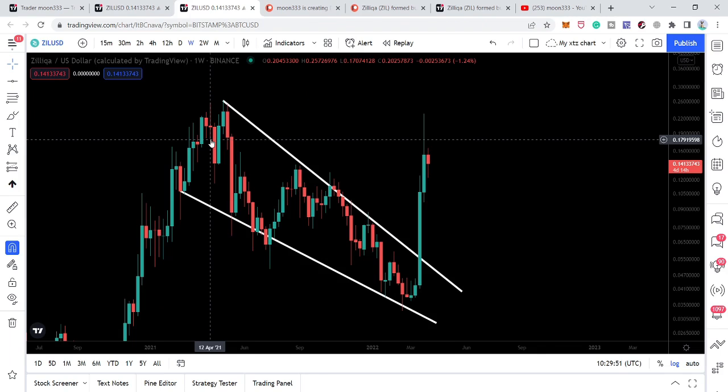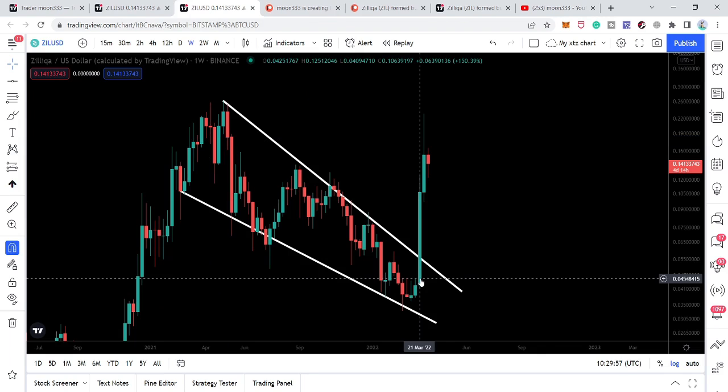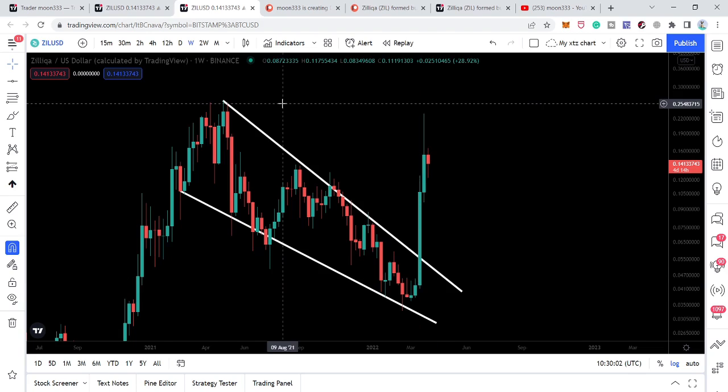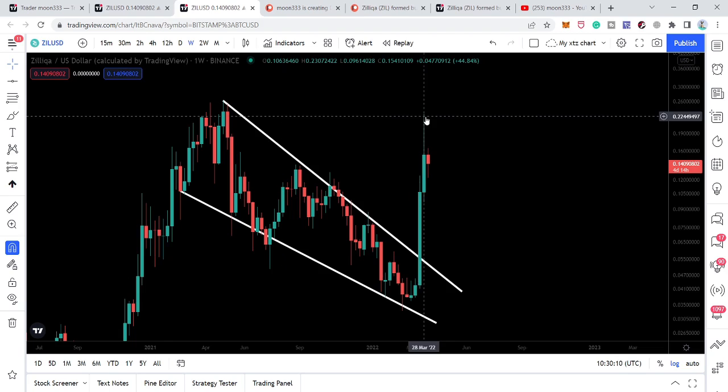And you can see the price line entered this falling wedge here in Feb 2021. And recently it has broken out the resistance. And the target for this falling wedge pattern was here at the top of the wedge, that is approximately at 25.5 cents. And we have rallied up to 23 cents. That was very close to the target.